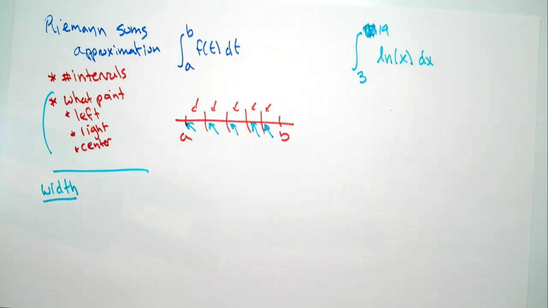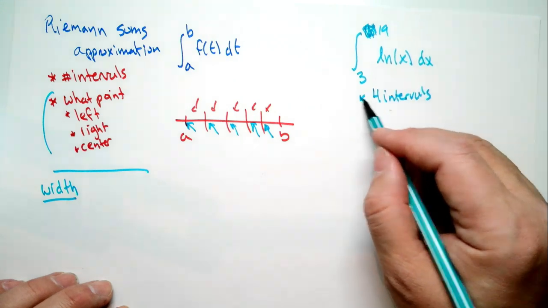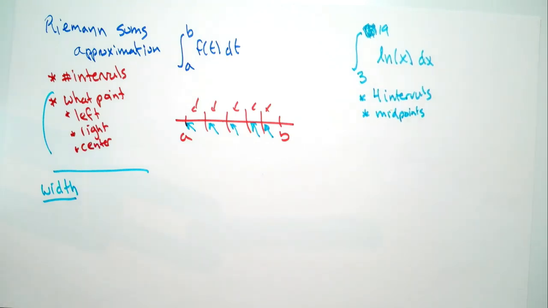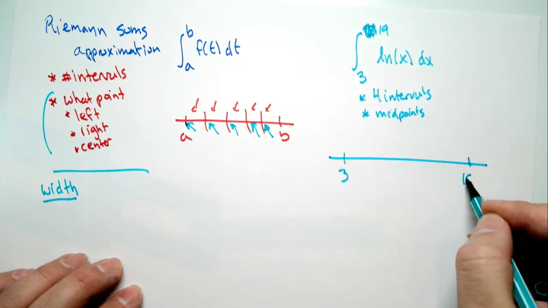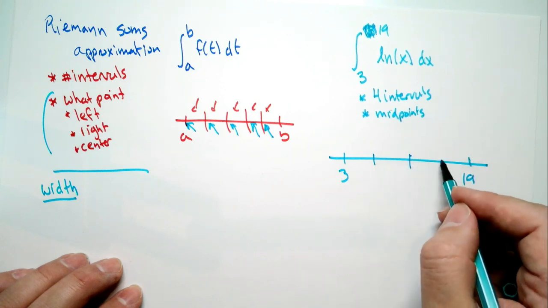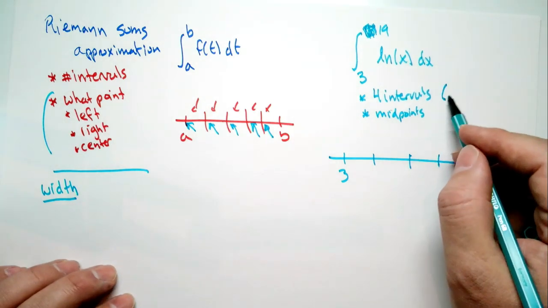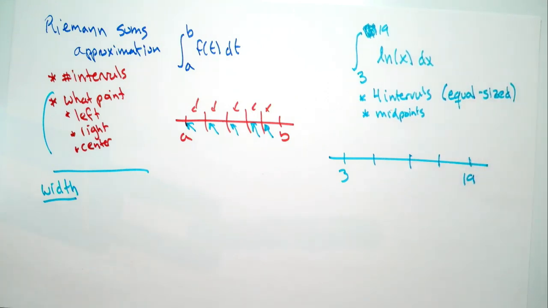Okay. So we want to estimate this. We're going to use 4 intervals, and we're going to choose the midpoints. So what happens? Draw your number line. Mark down your 3, mark your 19, and split it into 4 parts. Try to get it relatively reasonable. And when we give you instructions, we will always emphasize how wide they are. 99.9% of the time, we're going to say that these intervals are equal sized. If you look at the technical definitions of Riemann sums, it doesn't actually require that your intervals be equally sized, but that's just the convention.